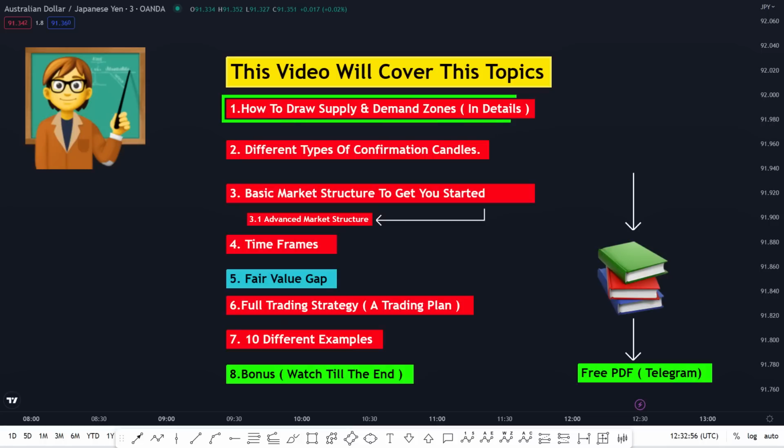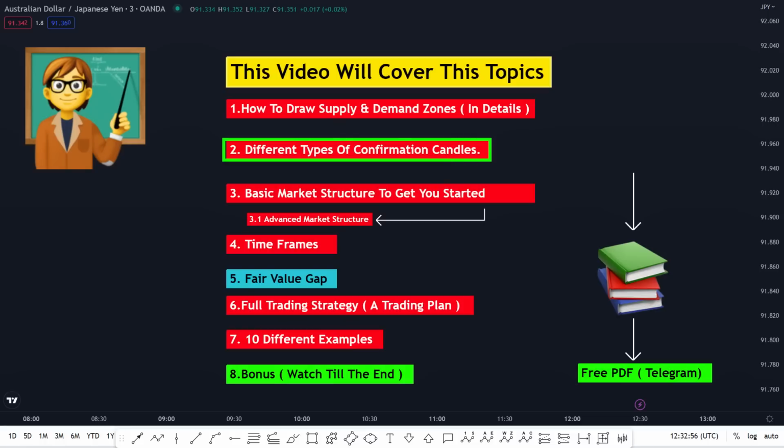So the first topic of the video is how to draw supply and demand zones. This section will help you to identify where the market has a potential to reverse. On the second chapter we will cover what I have discovered myself, which is called a confirmation candle. This will help you to confirm a trade in 4 or 5 ways. Plus we will also cover when to take a trade and when not to take a trade.